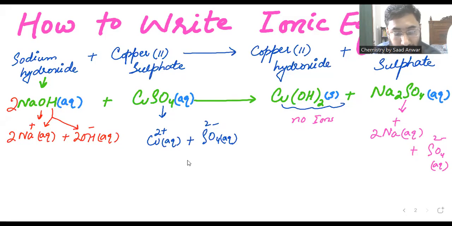Guys, there is something new and very important. You can see sodium ion is there, sodium ion is there. You can see sulfate ion is there and sulfate ion is there. We call such ions which are present at reactant side as well as at product side spectator ions. First of all, let me write what a spectator ion is.